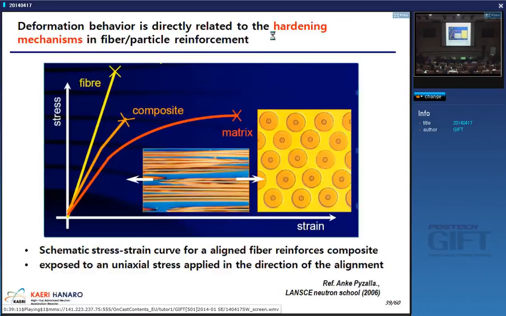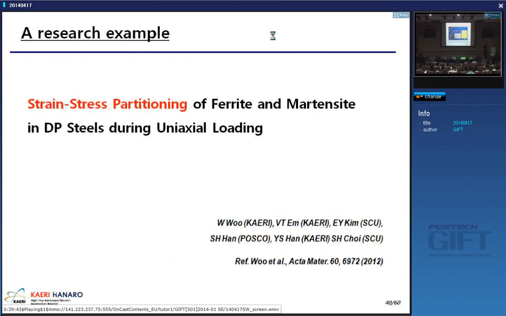So you can say the matrix is deformed first and the fiber does not deform, it is still elastically elongated, right? So they hold it, okay? The matrix and fiber combined, that we call the composite. But inside, the ingredients have different deformation behavior. So remember, the matrix is deformed first and the fiber is still elastically elongated. So that's the basic concept.